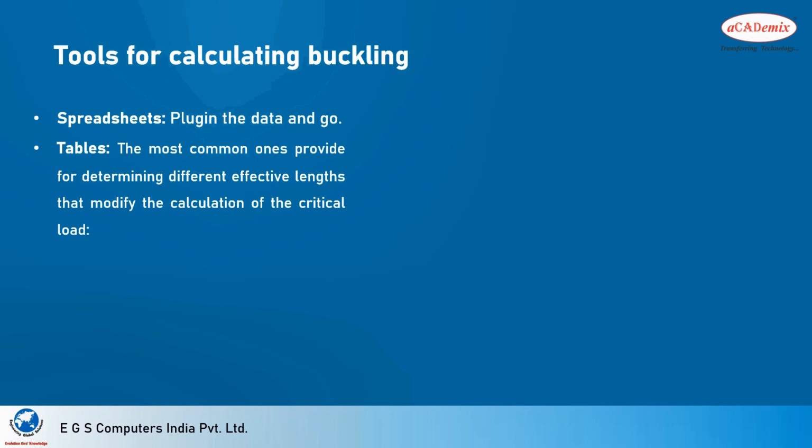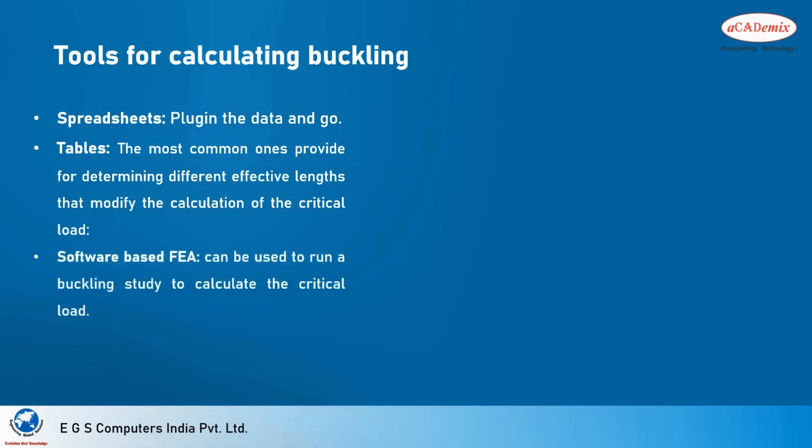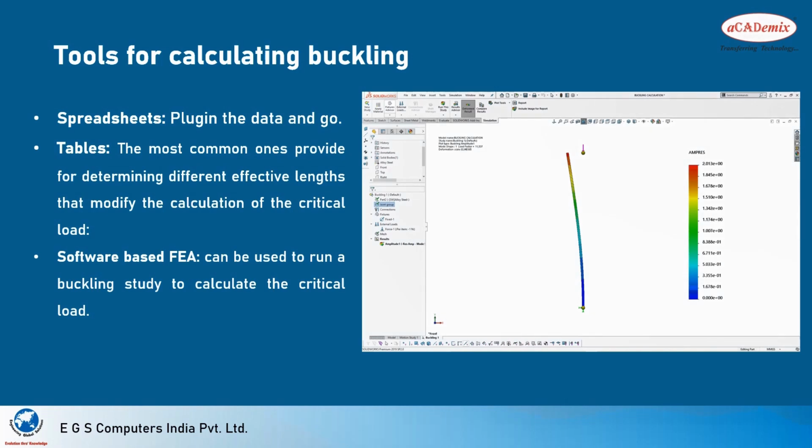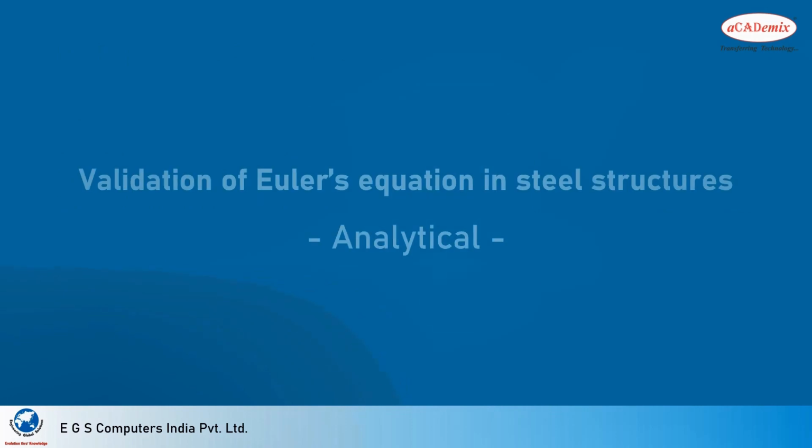Another option is software-based FEA calculation. This can be used to run a buckling study to calculate the critical load. This can be particularly beneficial when the geometry involved is that of a system acting as part of a larger system in composite action, or if it has irregular cutouts that make the stiffness change along the length of the beam. We can move on to the next stage.